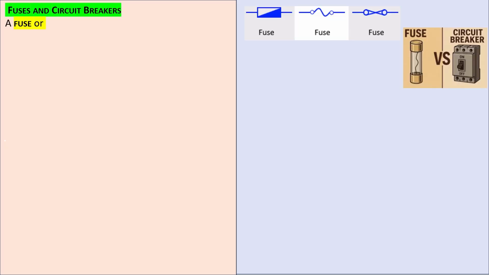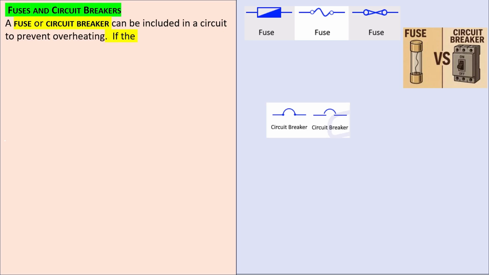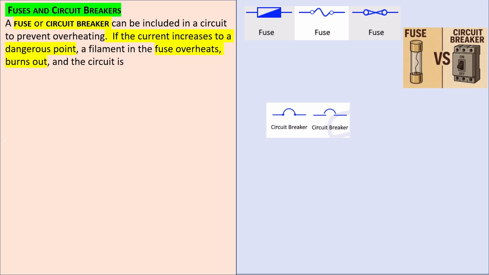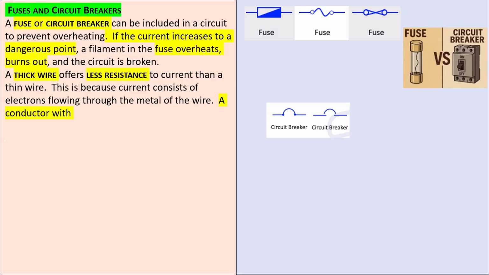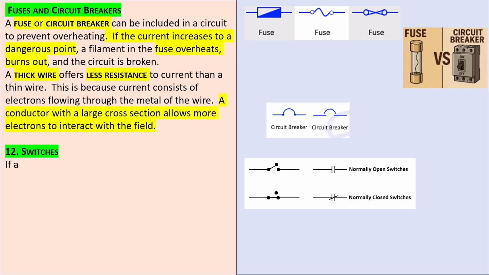Fuses and circuit breakers. A fuse or circuit breaker can be included in a circuit to prevent overheating. If the current increases to a dangerous point, a filament in the fuse overheats, burns out, and the circuit is broken. A thick wire offers less resistance to the current than a thin wire. This is because current consists of electrons flowing through the metal of the wire. A conductor with a large cross-section allows more electrons to interact with the field.